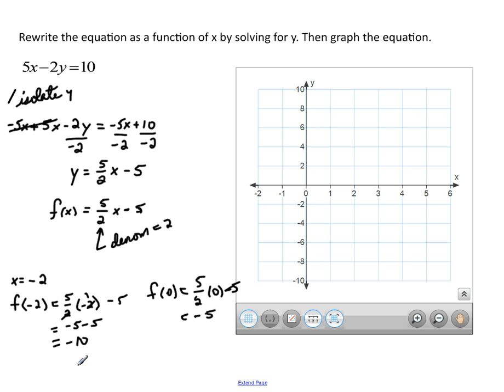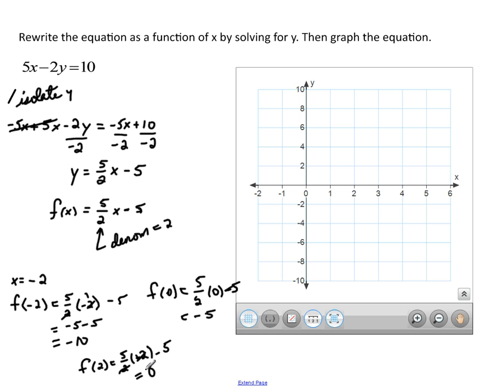Okay, how about f of positive 2? Well, it's going to look kind of like our calculation above, where we took 5 halves. This time we multiply it by positive 2. Minus 5. The 2's cancel. We're left with 5 times 1 minus 5. Well, guess what? We end up with 0 right there.